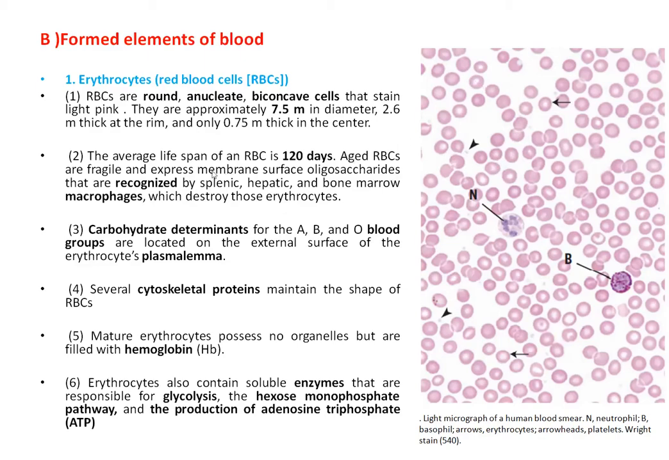The average lifespan of RBCs is 120 days. Aged RBCs are fragile and express membrane surface oligosaccharides that are recognized by macrophages. Macrophages in the spleen, liver, and bone marrow destroy those erythrocytes by phagocytosis.